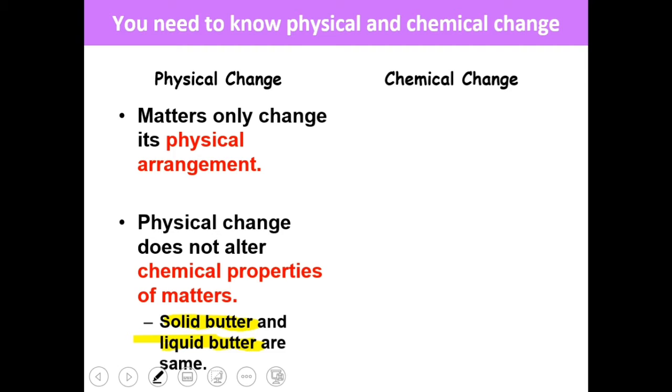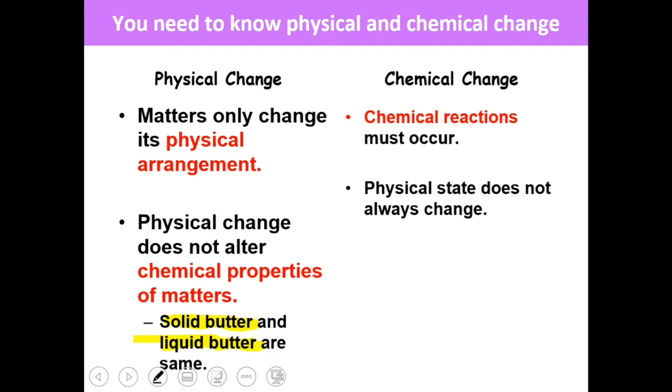And it tastes exact same too, if you think about it. Chemical change, on the other hand, ladies and gentlemen, a chemical reaction must occur. And a reaction is when you're combining something or breaking things apart from one chemical to produce others. Physical state does not always change. For example, if I mix acid and base, I can create another chemical that is still in aqueous solution, something like that.